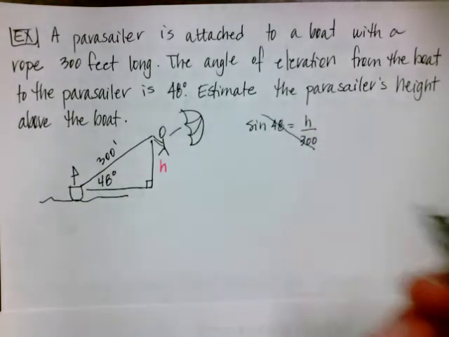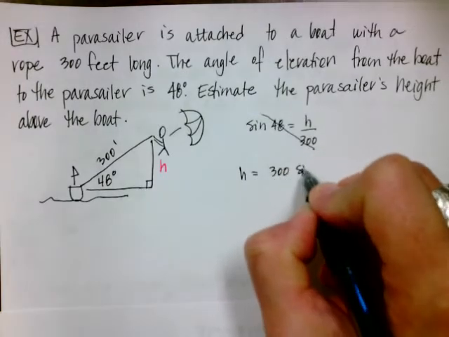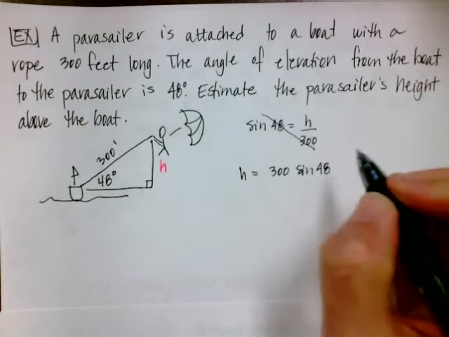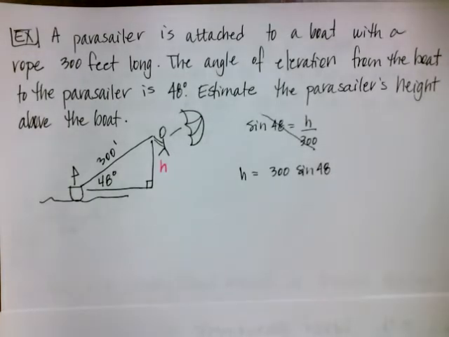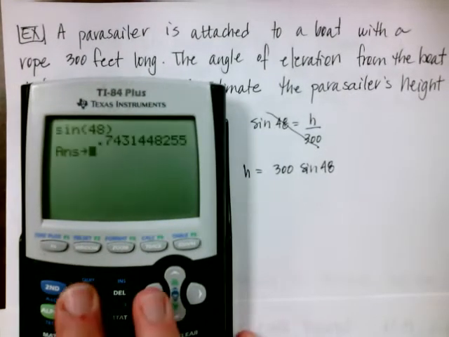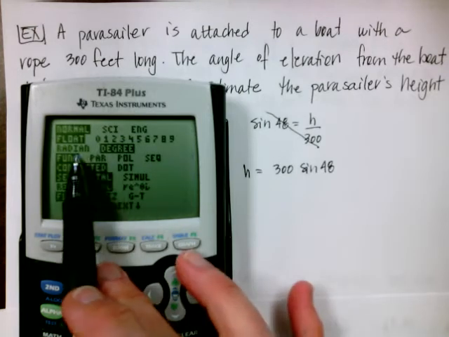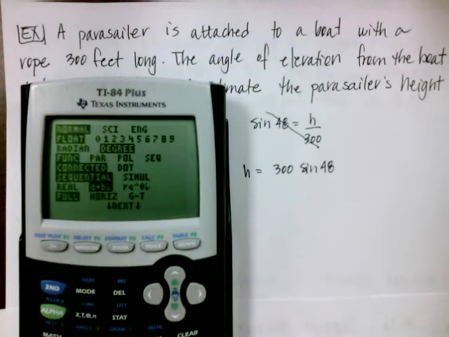I'm going to cross multiply. So I'm going to get h is equal to 300 sine 48. And let me get out my handy dandy grapher just to make sure that we can enter that correctly in our calculator. I'm going to check my mode. Notice that mine is in degrees, not radians. We'll talk about that in a day or so.